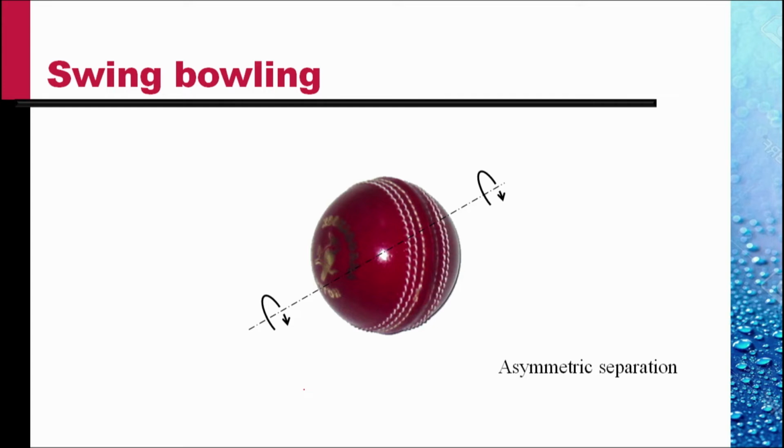From the viewpoint of the batsman, if the seam is inclined as shown towards the right, that is towards his off stump, then the ball is going to swing out. On the other hand, if the seam was tilted towards the left, opposite of what is shown here, the ball would swing in towards his leg stump. Why? We'll explain.